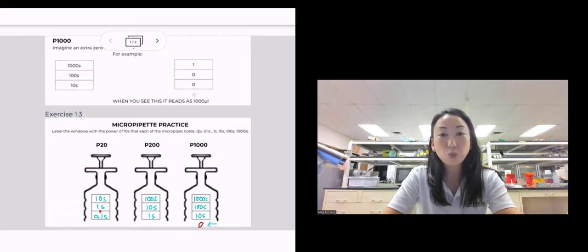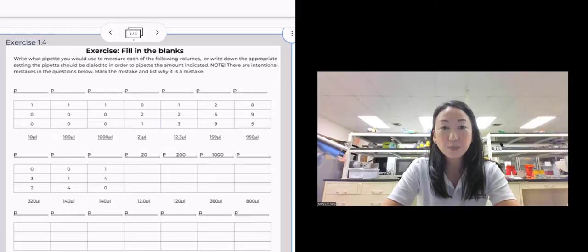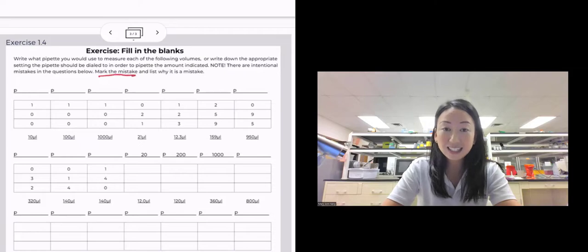Let's now do exercise 1.4 to see if you can apply what we have just gone over together. In exercise 1.4, please label what pipette you would choose to measure the volume indicated, or the setting you should dial to pipette the amount indicated. Oh, make note, there are intentional mistakes in the questions below. If you see a setting that you do not think is correct, then label it mistake and list the reason why. To get started, let's look at the first question.